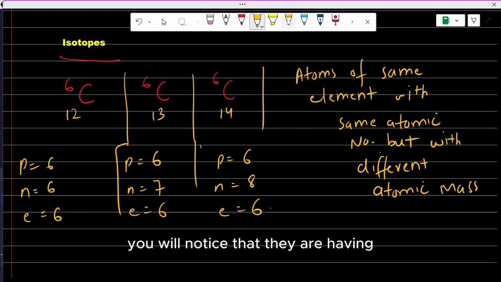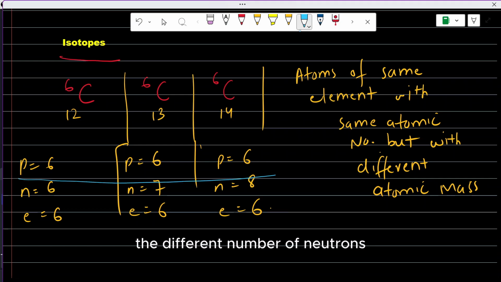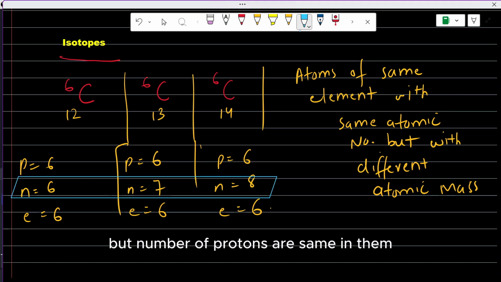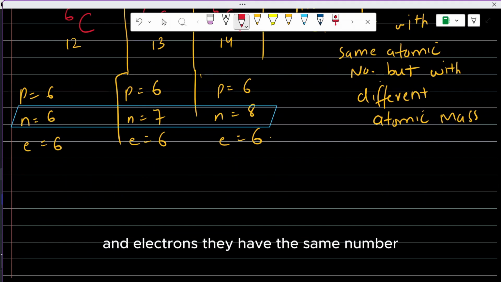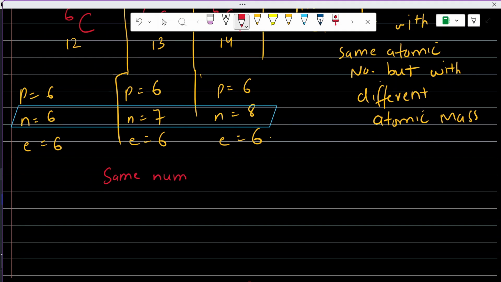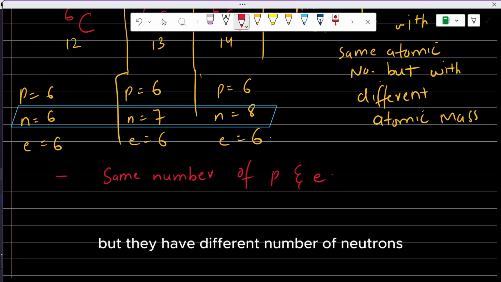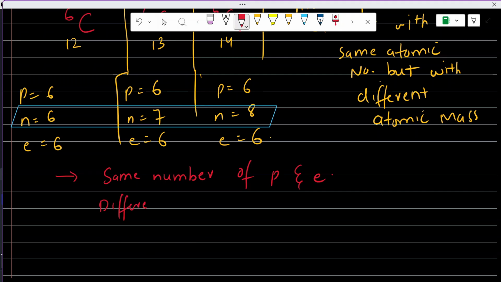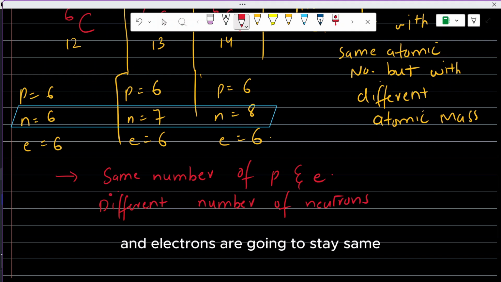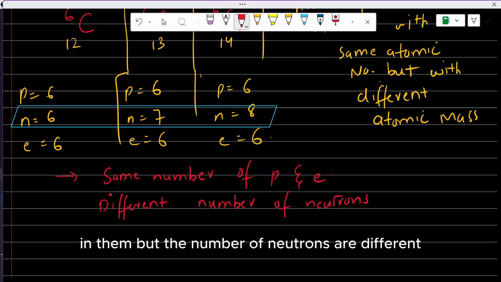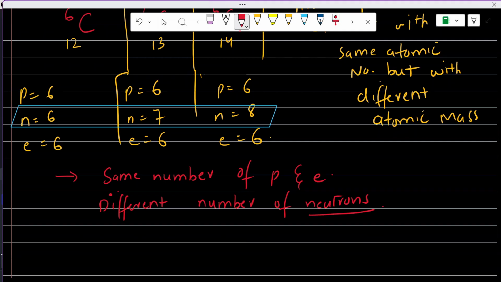So you will notice that they have a different number of neutrons, but the number of protons is the same in them. Right? So we can also say that isotopes have the same number of protons and electrons, but they have a different number of neutrons. Right? This is another way to describe or define isotopes, that the number of protons and electrons is going to stay the same in them, but the number of neutrons is different, right?